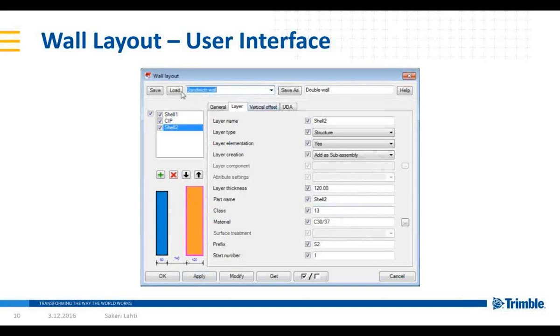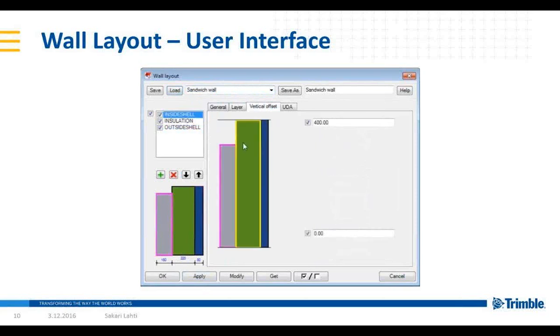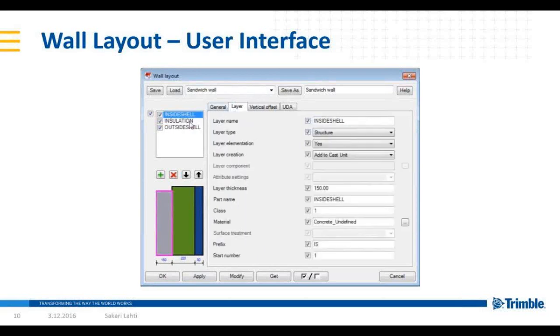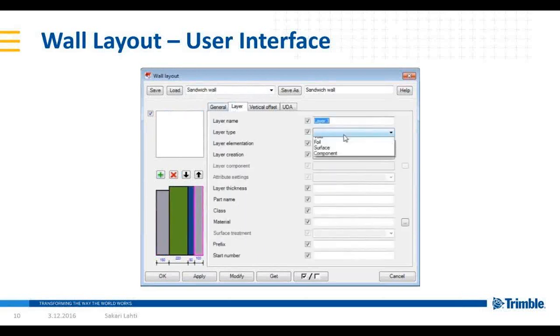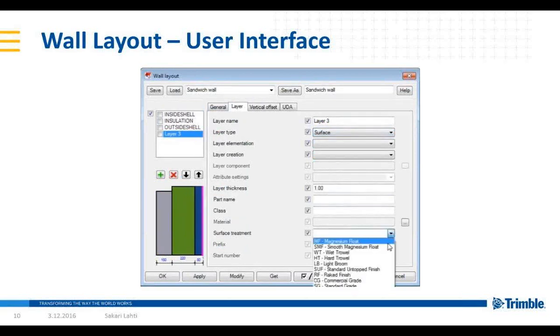Then predefined settings are loaded for sandwich wall. Here I want to show how the default offsets of each layer can be set. Last, you can see how new surface layer is added. Tool supports concrete surface treatments that you might need to use for marking the surfaces in the drawings.